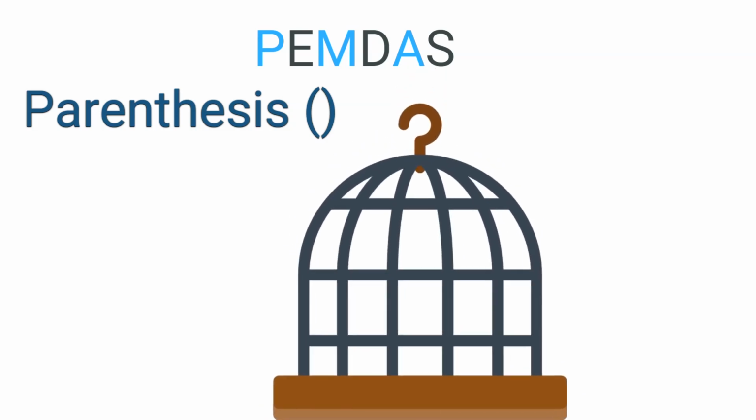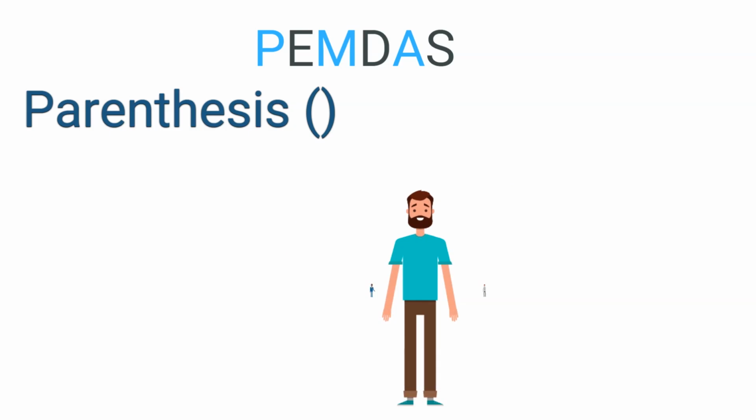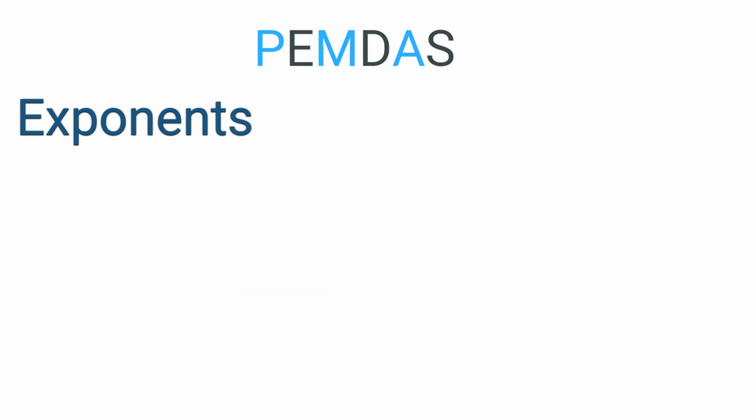P is for parentheses. Think of these as cages that hold 2 numbers together until they agree upon one number. E is for exponents, a type of multiplication. Exponents are numbers, also known as powers, that are added to the main or base number to let us know how many times that number has to multiply itself.